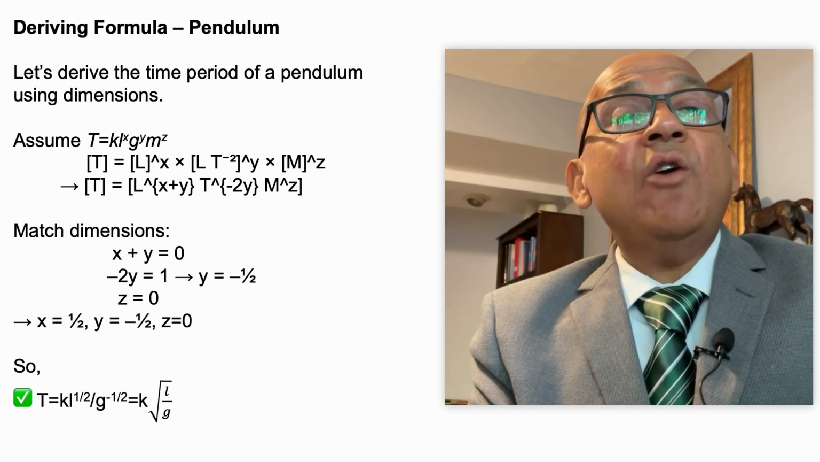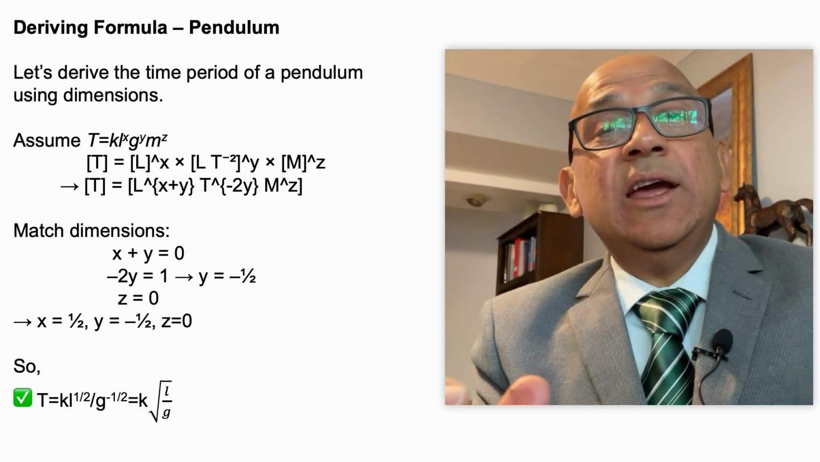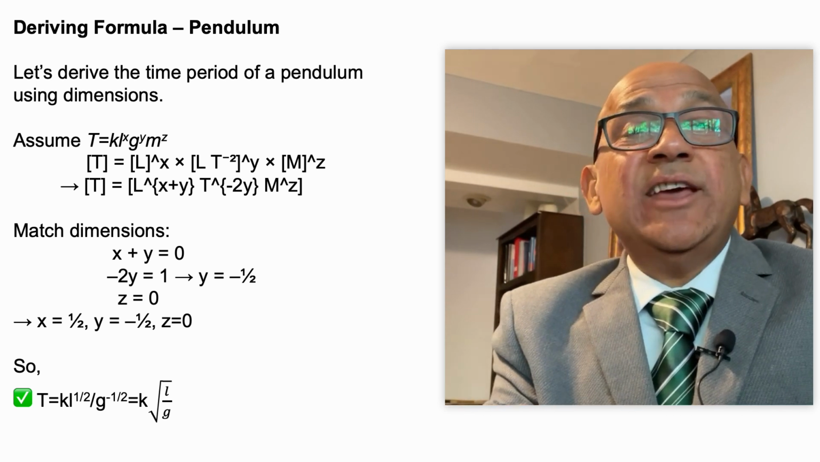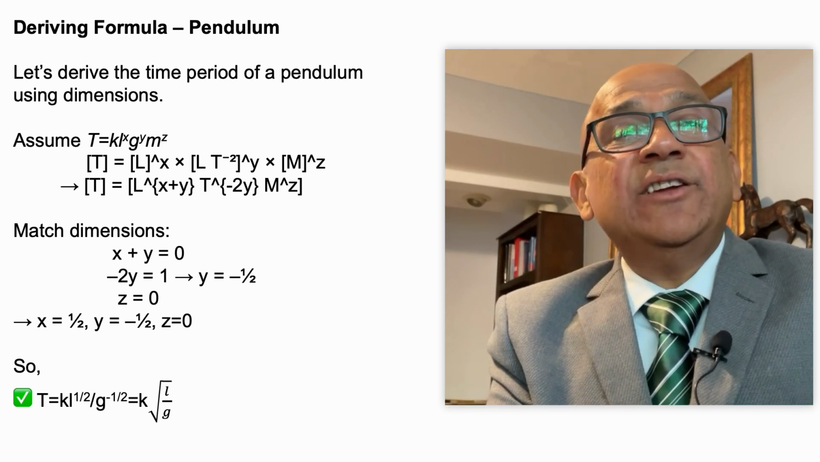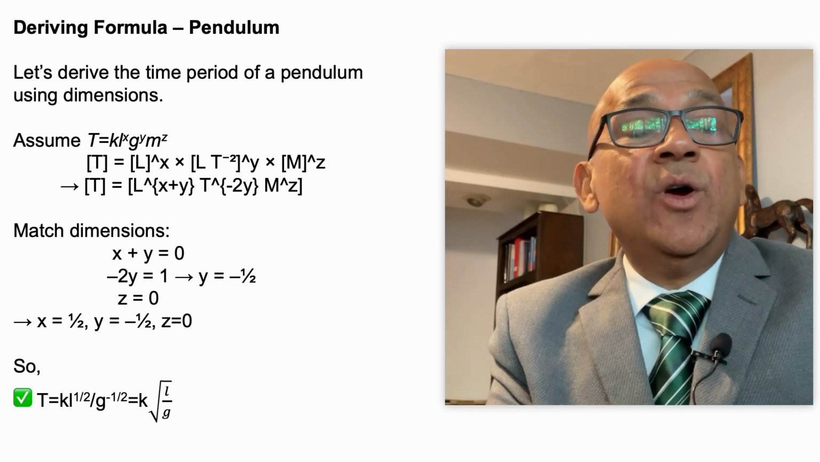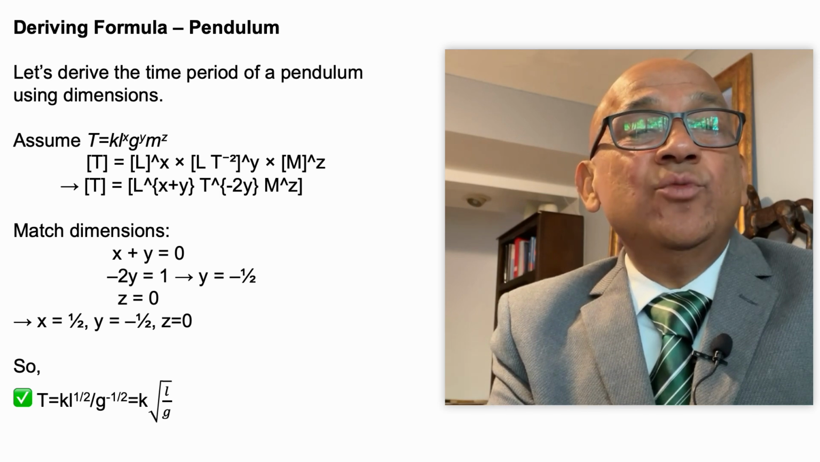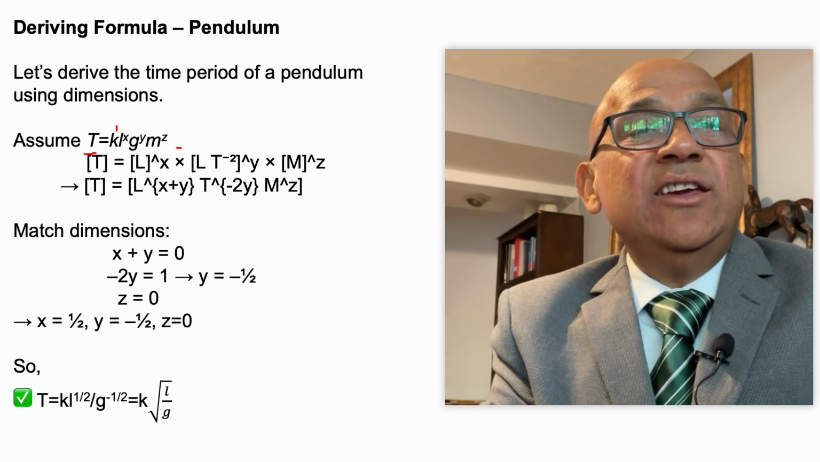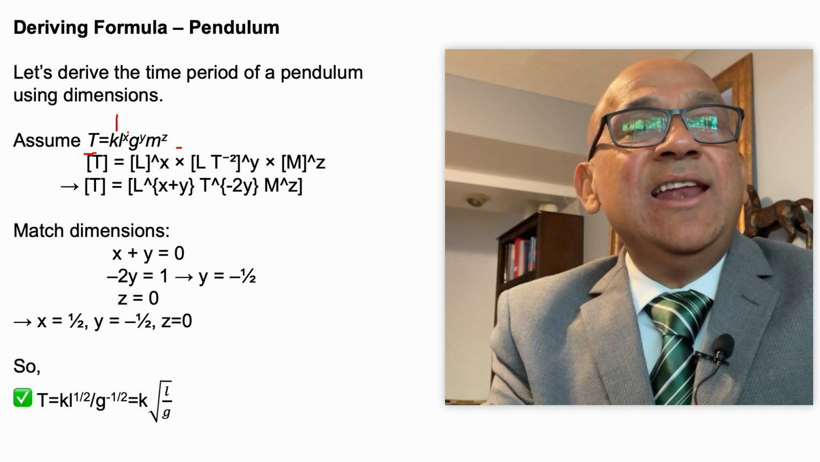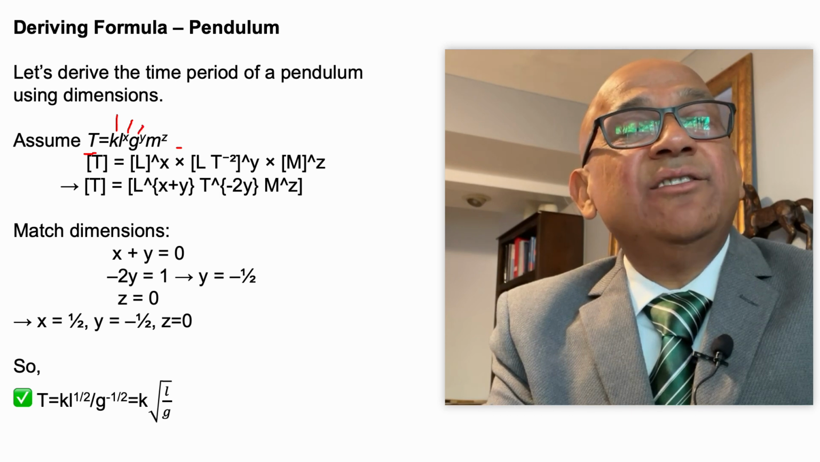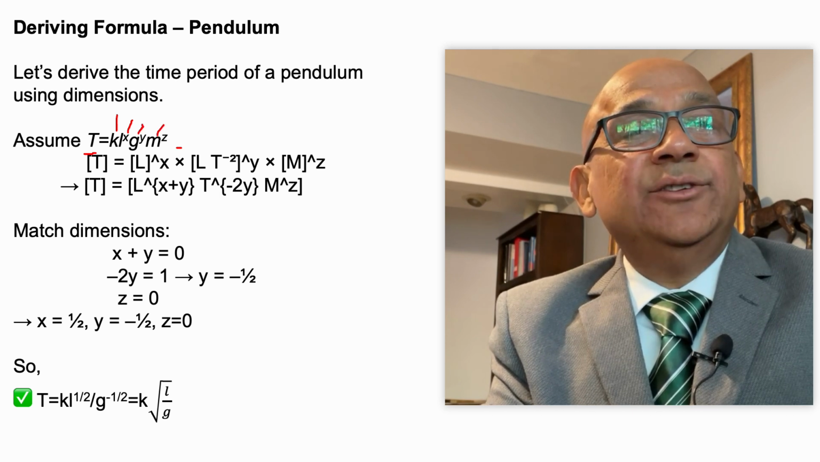So now I will show you how you can use this dimensional analysis to derive some simple formulas. Let us take the example of a pendulum and derive the time period of a pendulum using this dimensional analysis. For this, the first thing that we will assume is that the time period T is given by the following expression, where k is a constant, L is the length, g is the gravitational acceleration, and m is the mass.